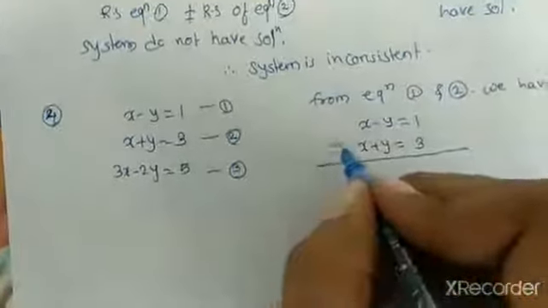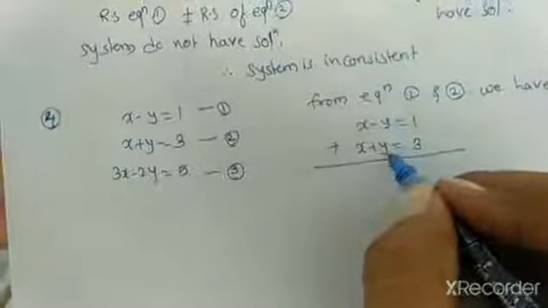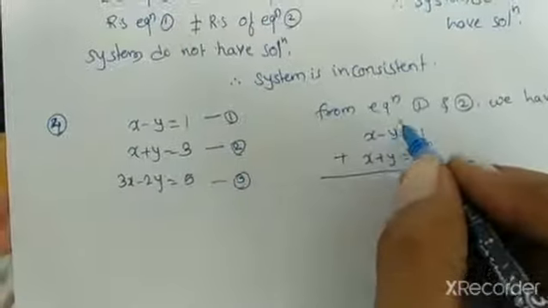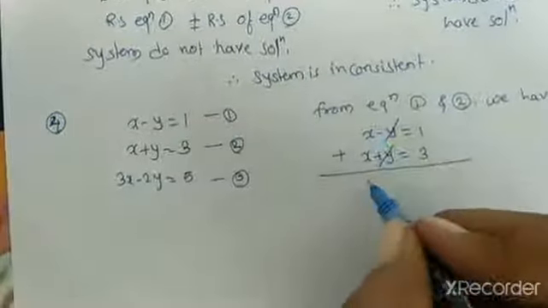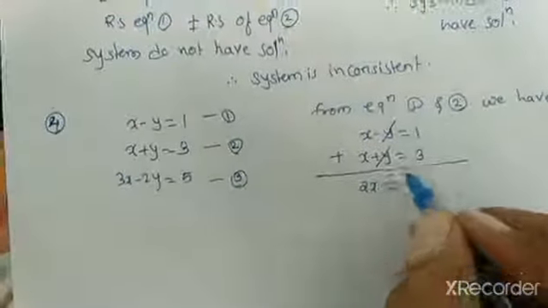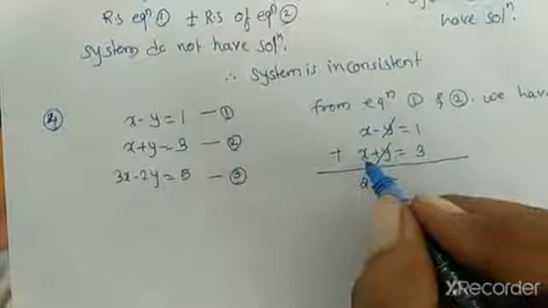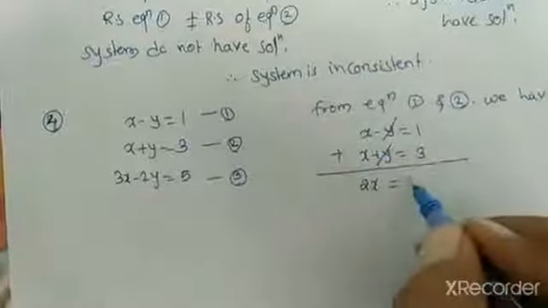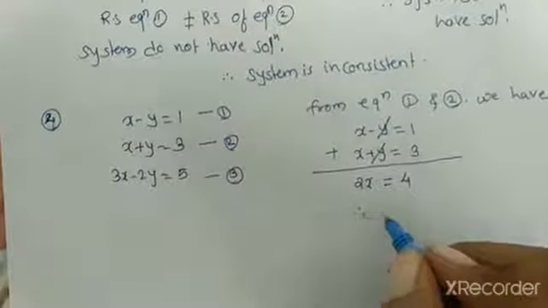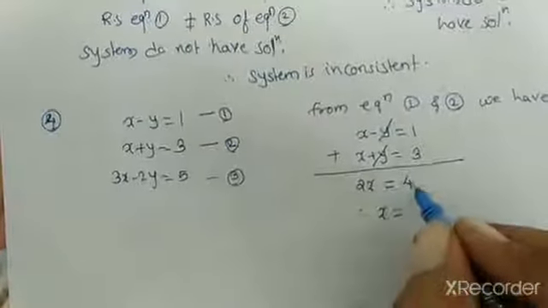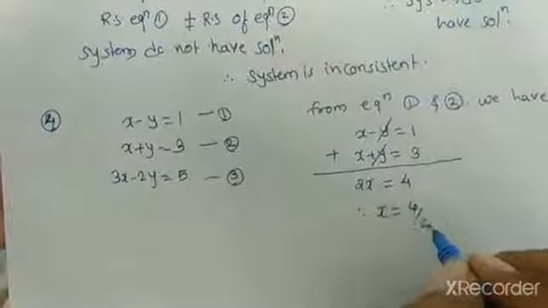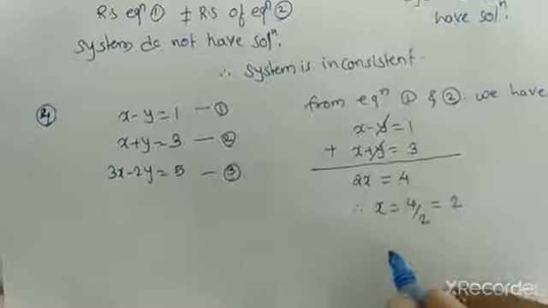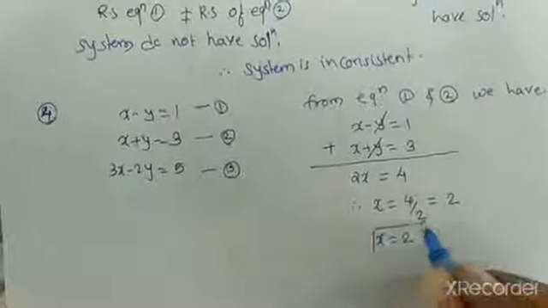Here the coefficients of y are the same with opposite signs, so plus y and minus y will cancel. Since we are adding the two equations, the left side will be 2x and the right side will be 4. Therefore x is equal to 4 divided by 2, which is equal to 2. Therefore we get x is equal to 2.